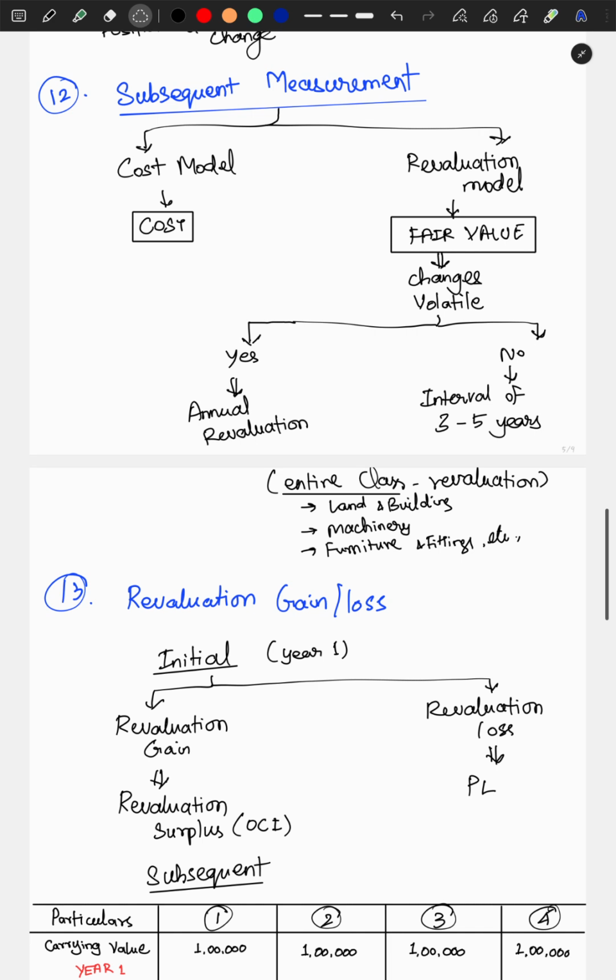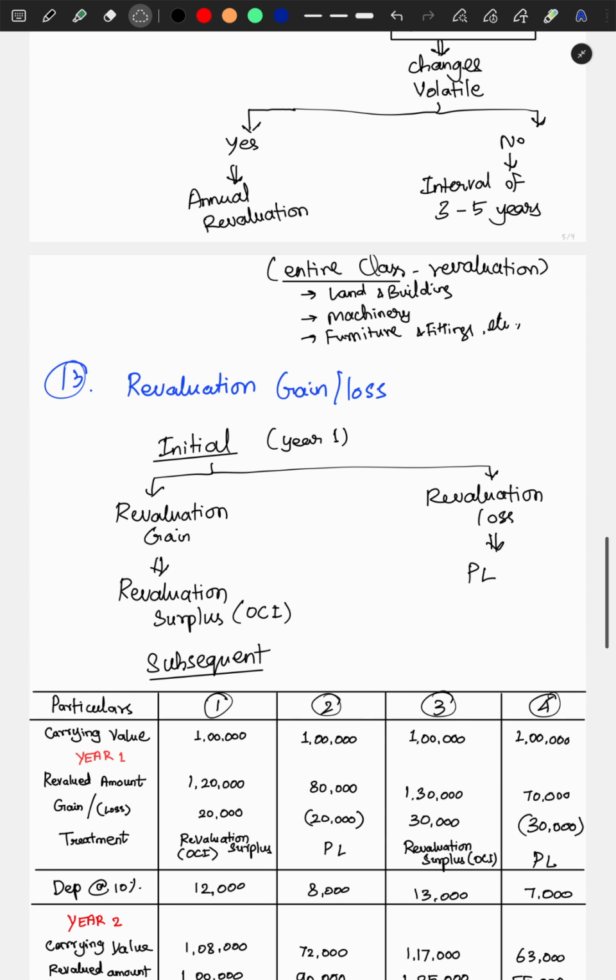Then if we are doing revaluation, the entire class has to be revalued. Entire class signifies that land and building is a class, machinery is a class, furniture and fitting is a class, computers is a class. Okay, then next, revaluation gain or loss.